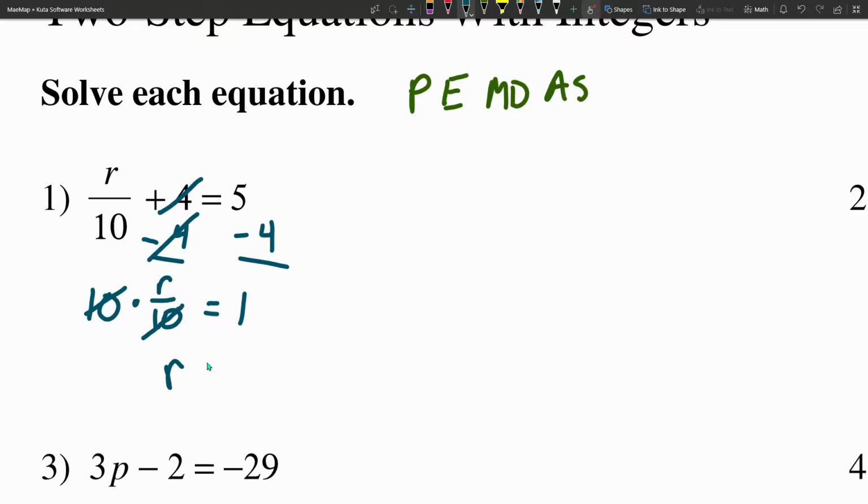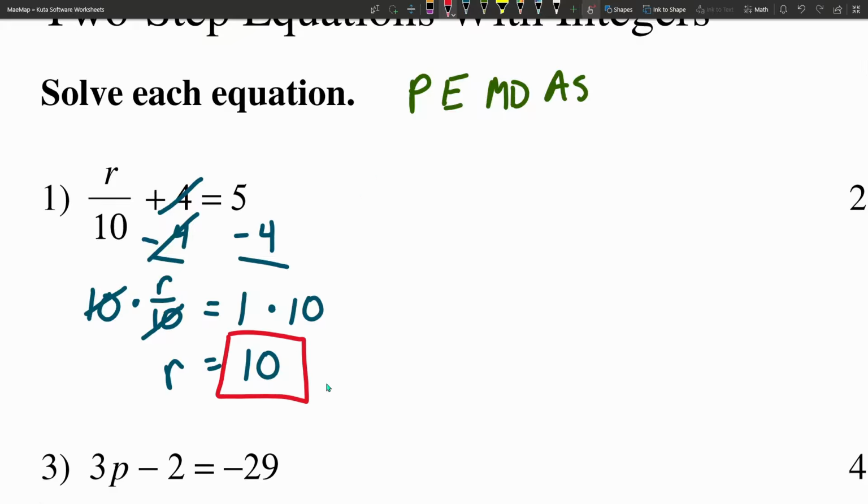But remember, whatever I do to the left-hand side, I do to the right-hand side. I may sound like a broken record on this, but it's very important to remember that because this is an equation, whatever I do to the left, I need to do to the right. So I'm going to multiply my right by 10 as well. So in the case of number one, r is equal to 10.